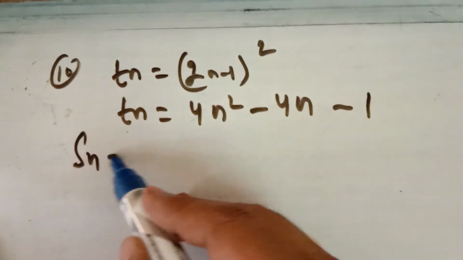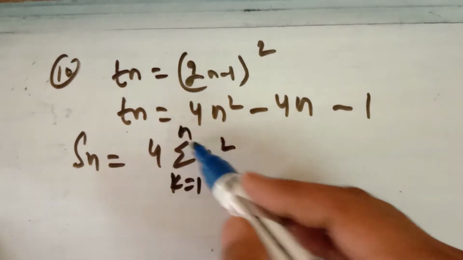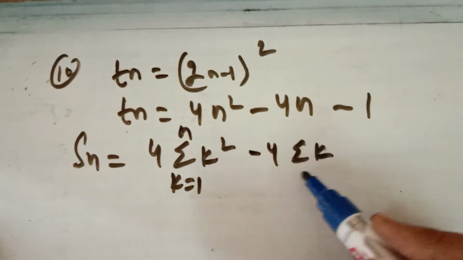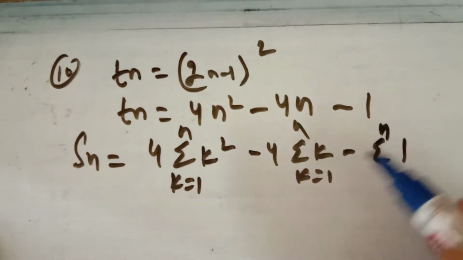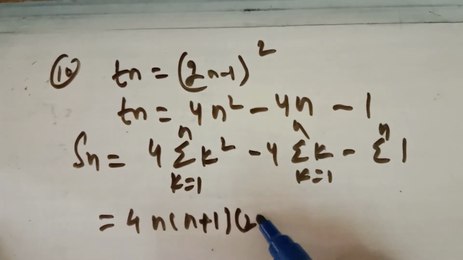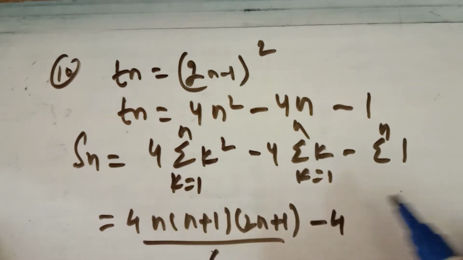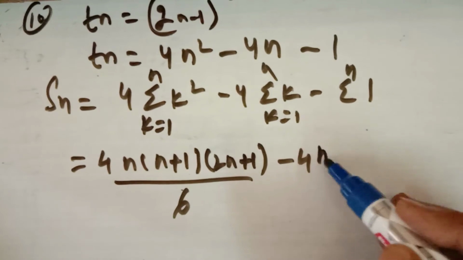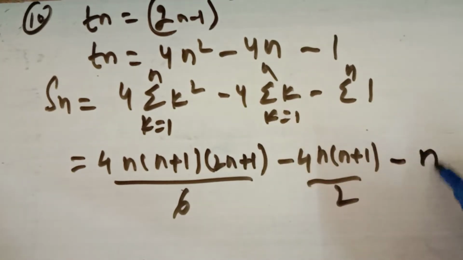So if you have to find the sum, it will be 4 summation of k square from 1 to n minus 4 summation of k from 1 to n minus summation of 1 up to n. You know this formula: n plus 1 and 2n plus 1 upon 6, and this formula is n plus 1 upon 2. And if we add 1, n times, I already told you it is equal to n. Simplify as far as possible.